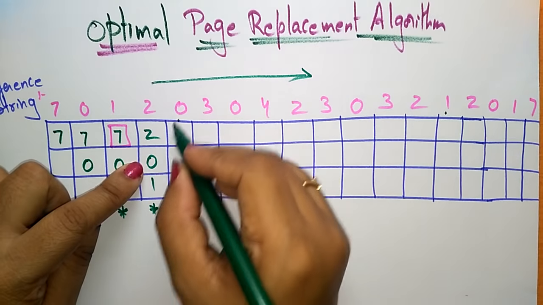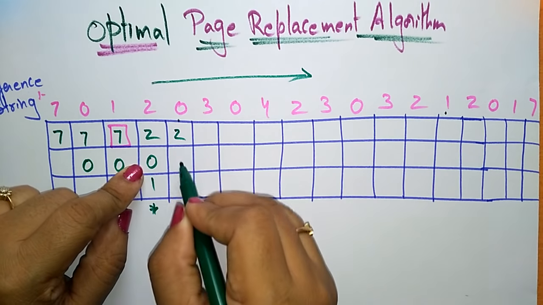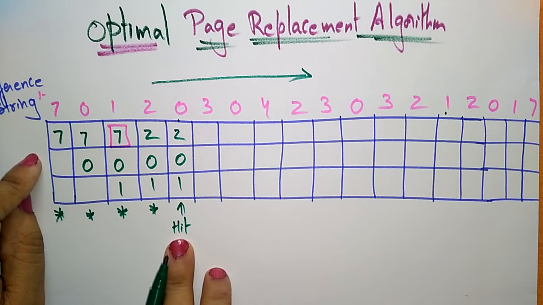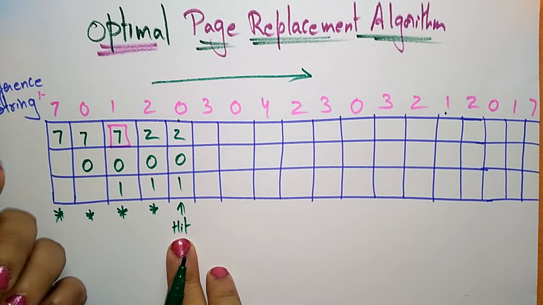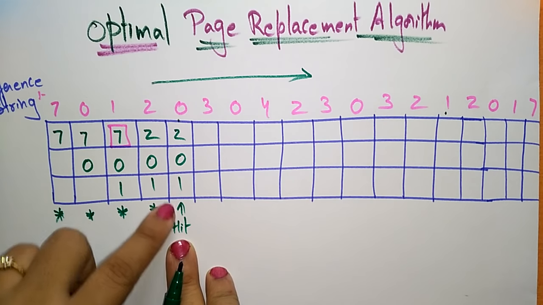Now coming to 0. So the demanded page 0 is already present in the main memory. So write it as it is. So this is a hit. Page hit means if the user's demanded page is already present in the RAM, then you call it a page hit.